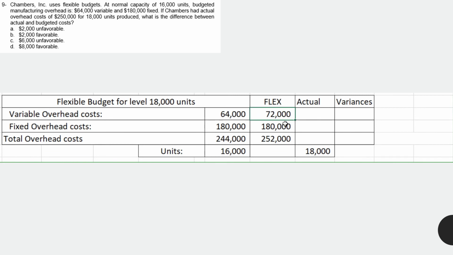We're told they use flexible budgets, and we know that their units produced went up to 18,000. So we'll take the variable overhead cost, being 64,000, divided by the number of units in the core budget times the actual units produced. So our variable overhead flexible budget amount would be 72,000. Fixed overhead would not change, giving us total overhead cost budgeted flexible of 252,000. They had an actual cost of $250,000, giving a $2,000, in this case, favorable balance. They were under budget by $2,000, being option B.